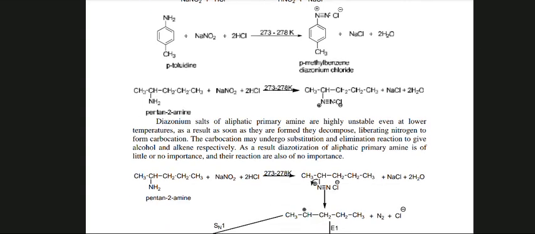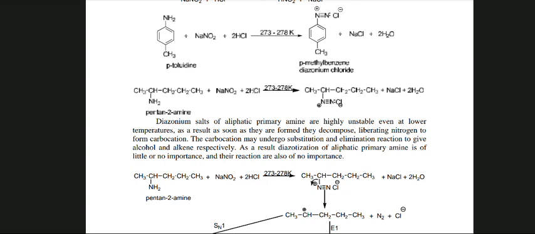Diazonium salts of aliphatic primary amines are highly unstable even at lower temperatures. As a result, as soon as they are formed, they decompose, liberating nitrogen to form carbocation. The carbocation may undergo substitution and elimination reactions to give alcohol and alkene respectively. As a result, diazotization of aliphatic primary amine is of little or no importance and their reactions are also of no importance.